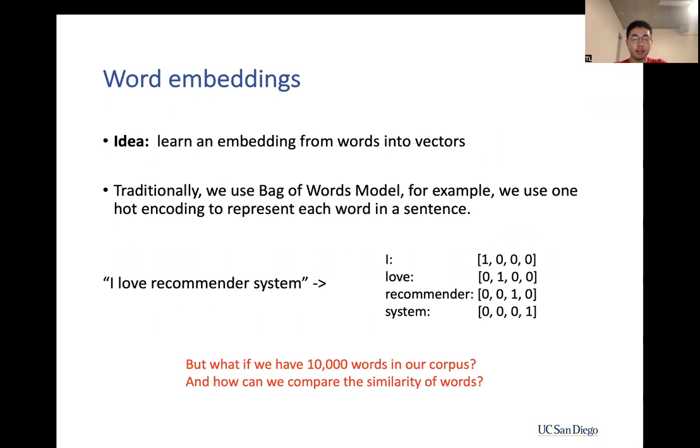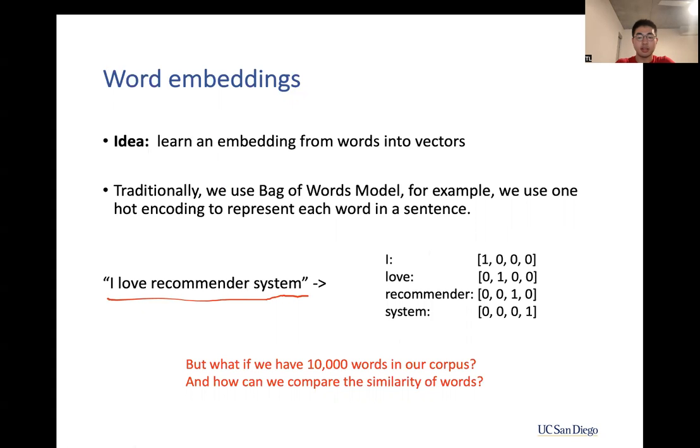Today, I'm going to briefly introduce word embedding, which I think is a cornerstone of natural language processing. The goal of word embedding is to learn a good vector for words. At the very beginning, we used the bag of words model. For example, we use one-hot encoding to represent each word in a sentence. Consider this example: we have a sentence, I love recommender system. Here we encode I as 1000, love as 0100. Since we only have 4 words, the vector is of length 4.